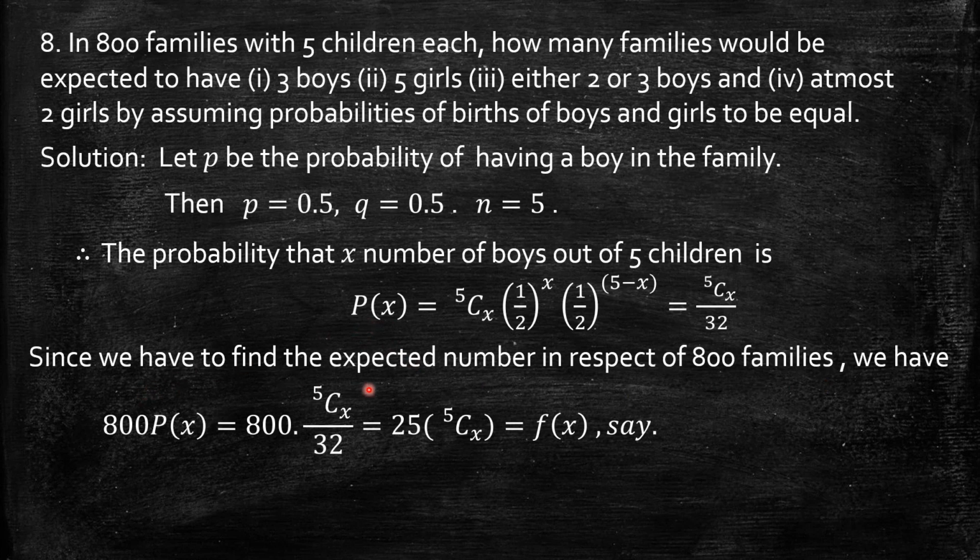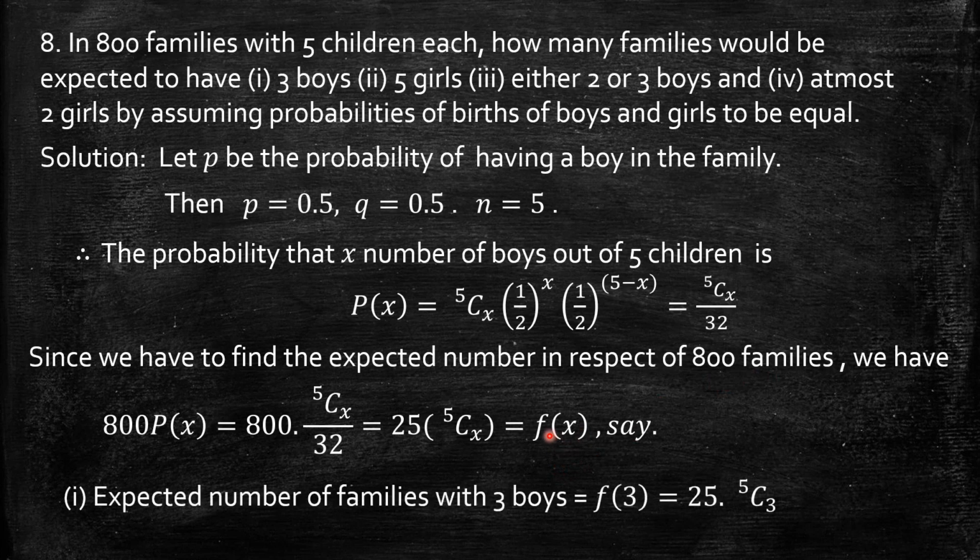So we have to find the expected number in respect of 800 families, means 800 times P of x, which is nothing but 800 into 5cx by 32, which I can simplify, which gives 25 5cx. So let me denote it as f of x. So f of x means what? So x number of boys out of 800 families.